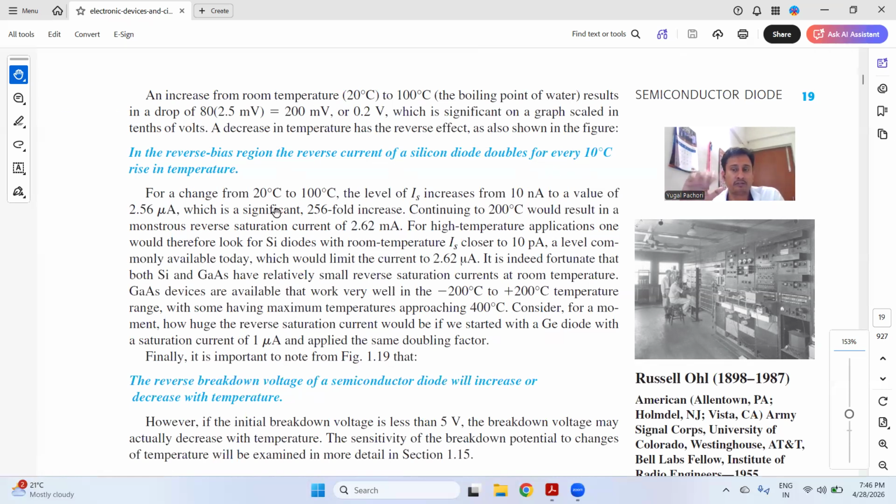Suppose there is a reverse current. If the temperature increases by 10 degrees Celsius, then the reverse saturation current will be doubled. It becomes twice. So if T equals 10 degrees Celsius, there will be current I1. If T equals 20 degrees Celsius, the current will be 2 times I1. Why? Because there is an effect of temperature with every 10 degrees Celsius.